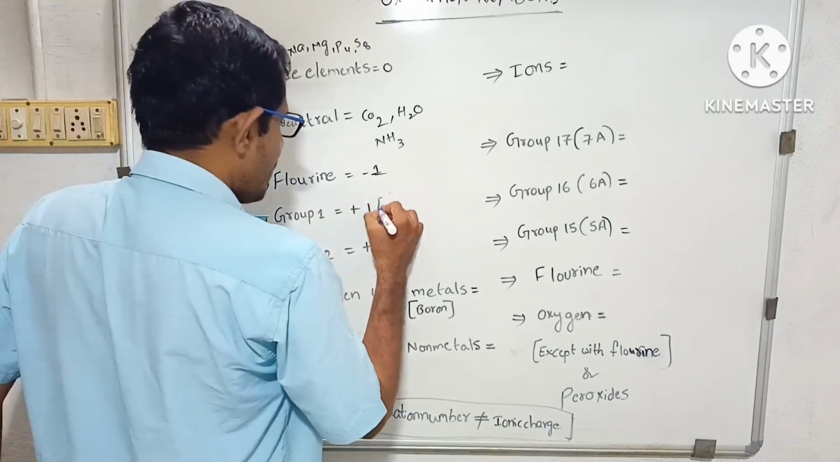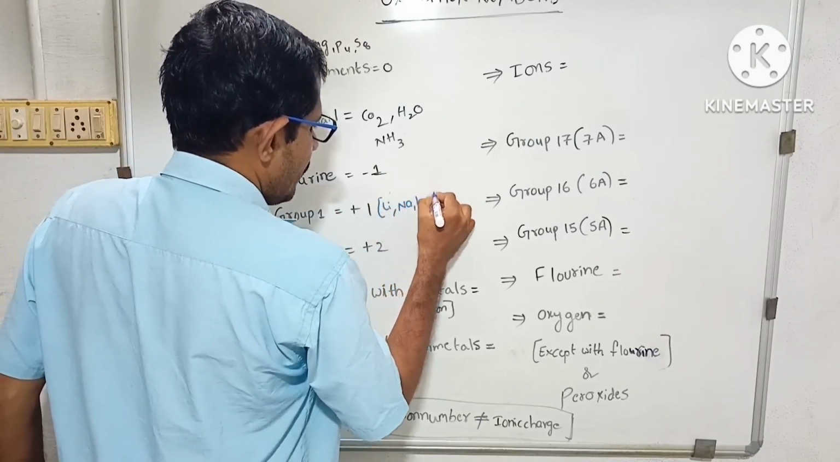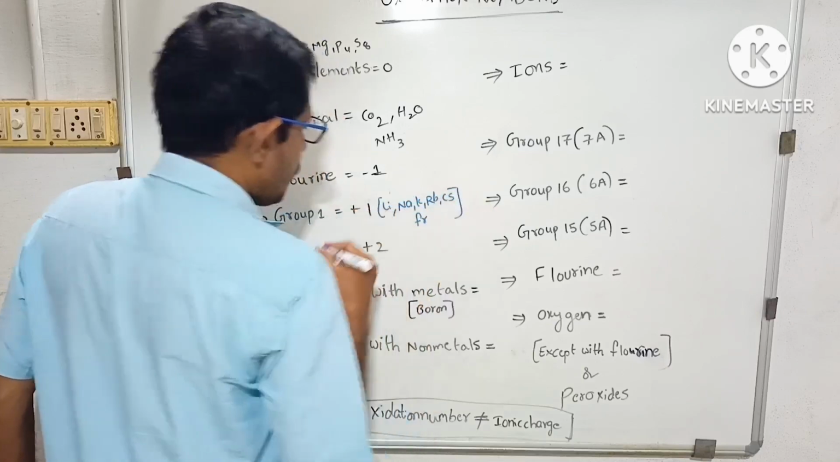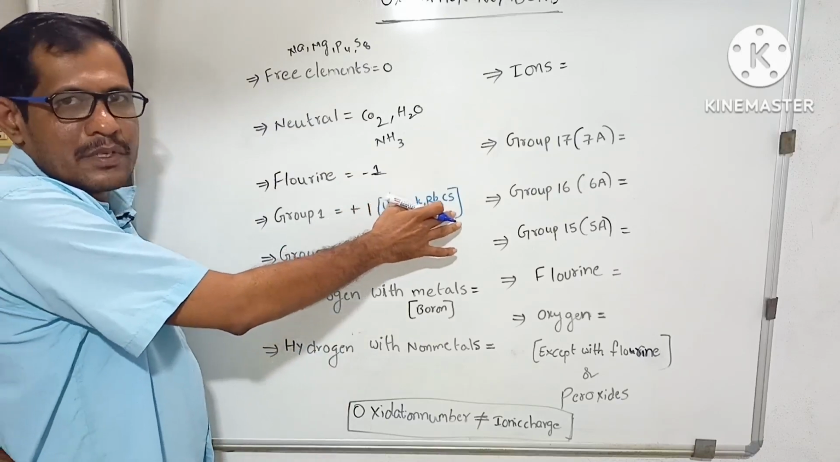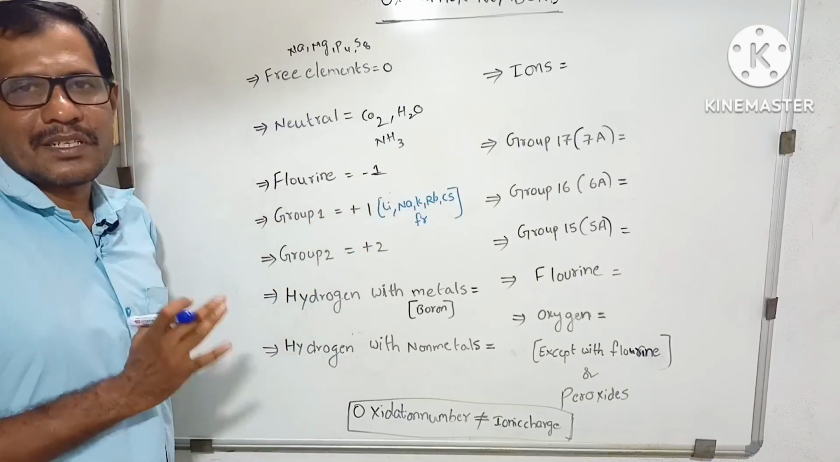What are the group 1 elements? Lithium, sodium, potassium, rubidium, cesium, francium. So these are the group 1 elements. Group 1 elements always show +1 oxidation state.